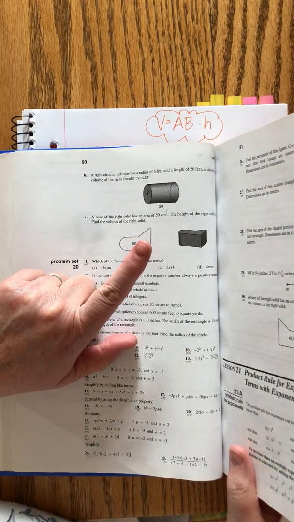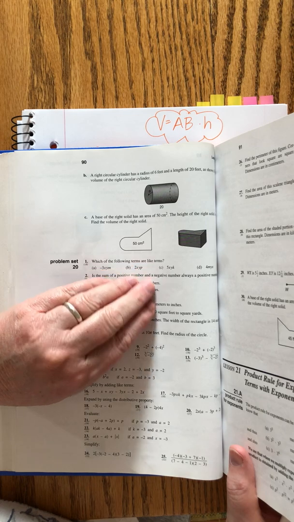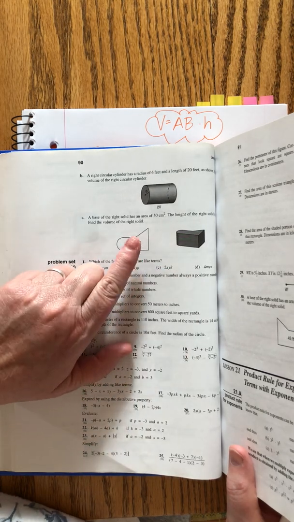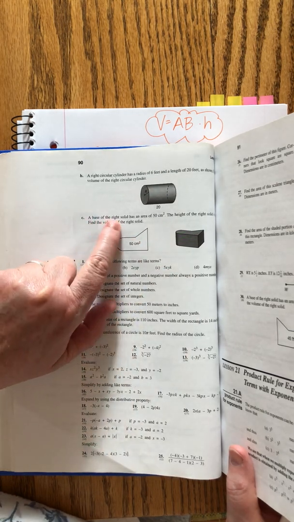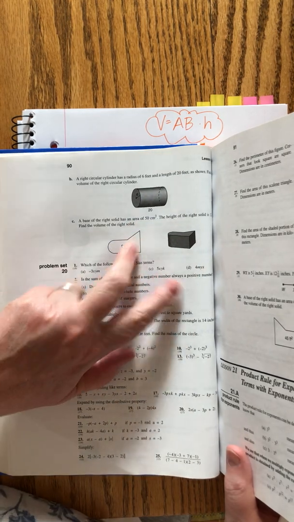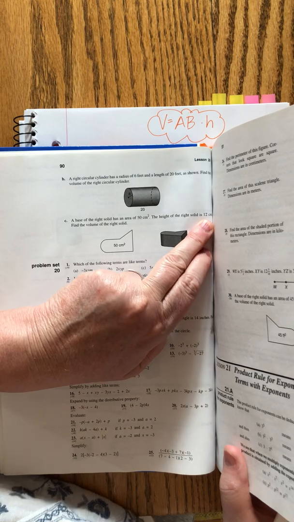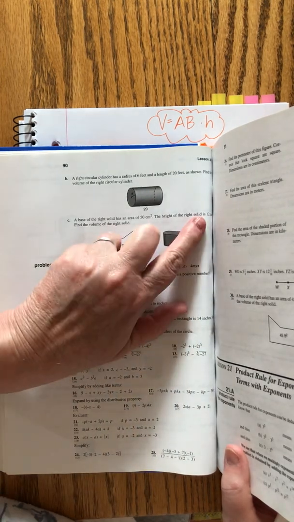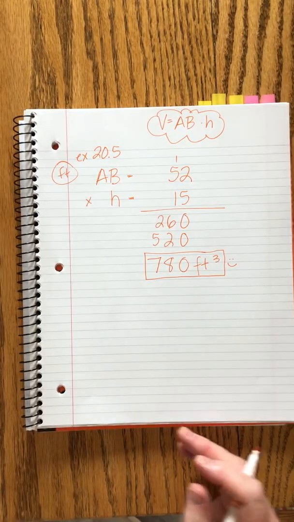Remember, I'm asking you to do all of the practice and then the odd numbered problems. But you'll need that same trick here. A base of the right solid has an area of 50 centimeters. Done. The height is 12. Area of the base times the height. There you go. Yay. That's a nice way to end a lesson, isn't it?